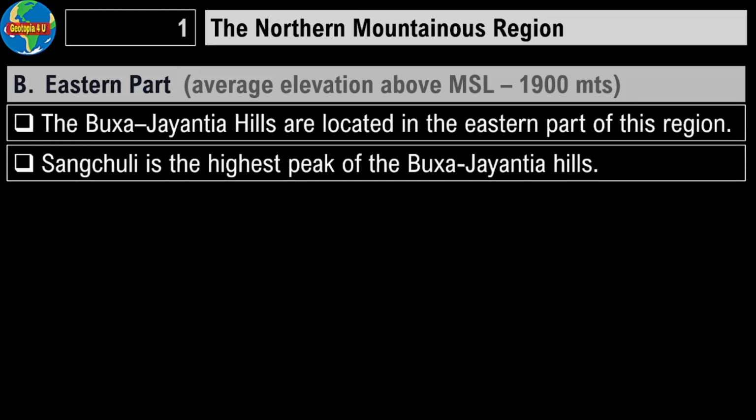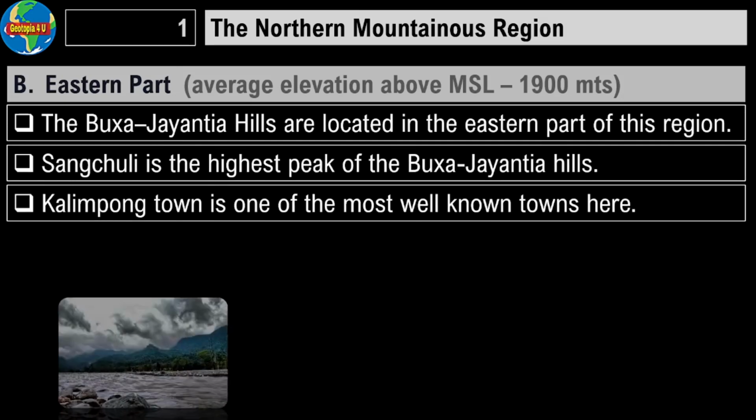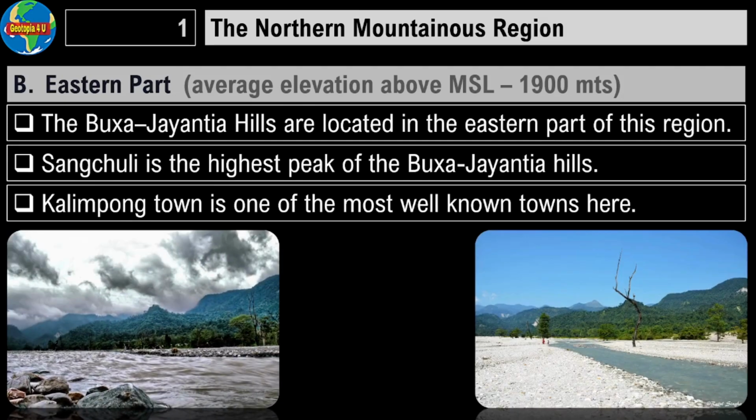The Baksa Jointia hills are located in the eastern part of this region. Shangchuli is the highest peak of the Baksa Jointia hills. Kalimpong town is one of the most well-known towns here. In these two pictures at the bottom of the screen, you will notice what the Baksa Jointia hills look like.